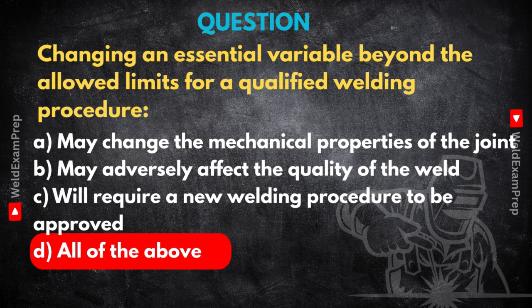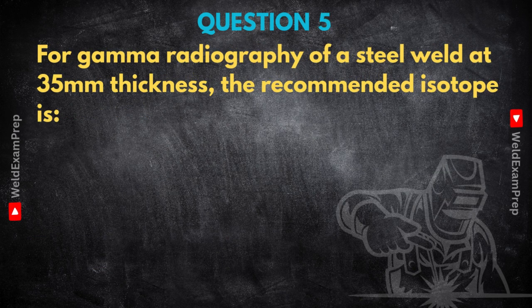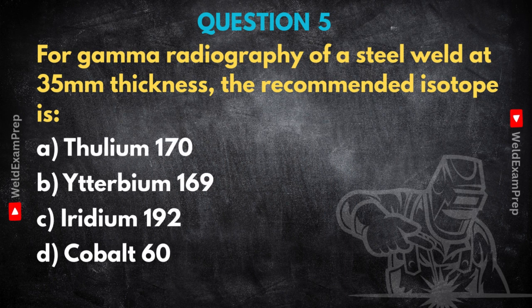Okay, last question for this deep dive, focusing on NDT. For gamma radiography of a steel weld at 35 millimeter thickness, the recommended isotope is: options A, thulium-170, B, ytterbium-169, C, iridium-192, D, cobalt-60. Think NDT techniques, which isotope fits this job? For steel around 35 millimeters thick, the standard recommendation is C, iridium-192.